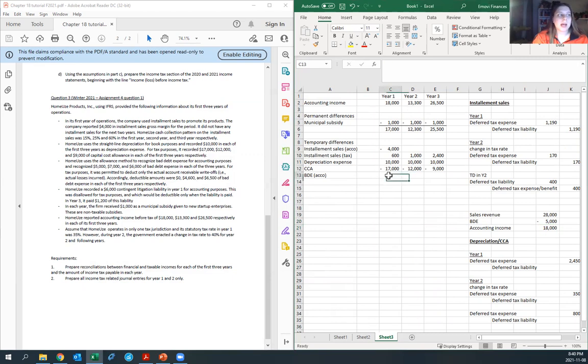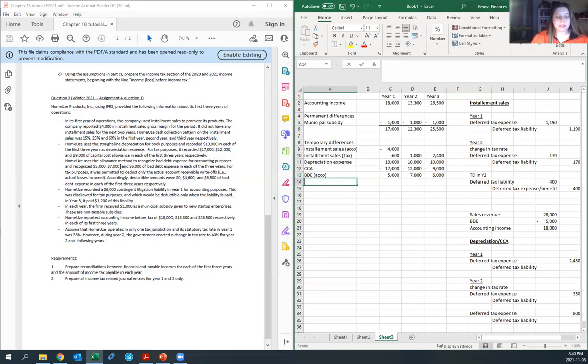So you want to add it back to get to your taxable income. You want to cancel its effect. So you're going to add back $5,000 in year one. In year two, it's $7,000. And in year three, it's going to be $6,000.